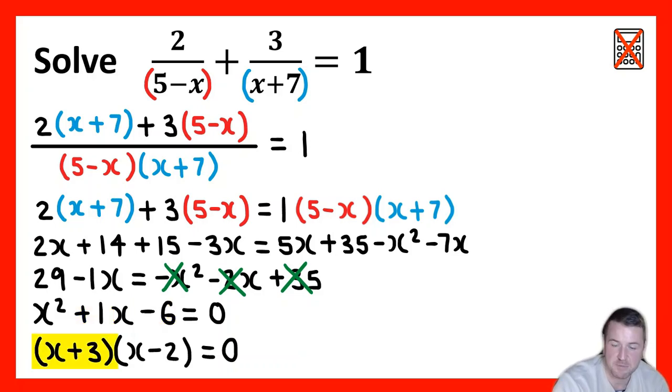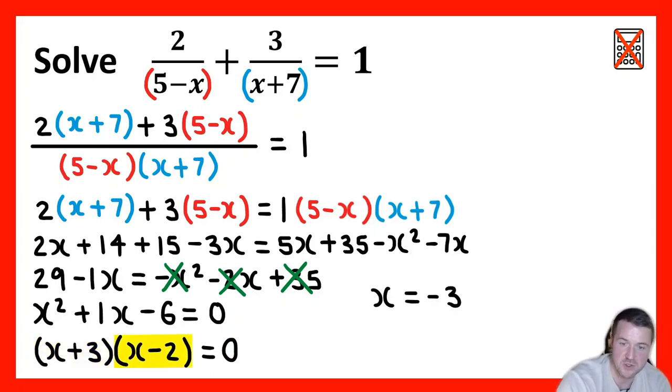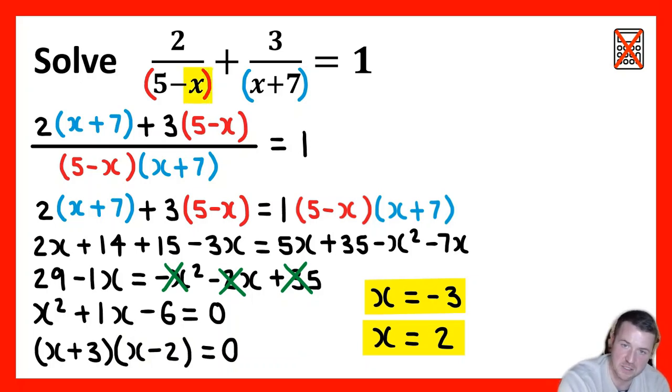If x plus 3 is equal to 0, then one of my solutions for x would be -3, and if x minus 2 was equal to 0, then my other solution for x would be +2. You can check your solutions for x by substituting them back into the original equation to see if the equation holds true for the left-hand side equal to the right-hand side.